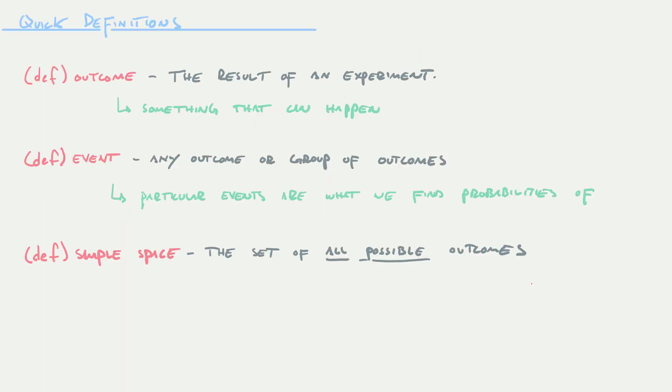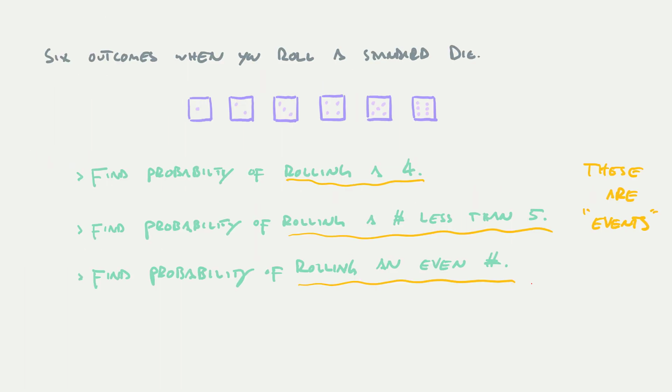The next thing we need to know is what a sample space is. A sample space is basically the thing that I had drawn on the last slide. It's the set of all the possible outcomes that could happen, right? So this thing is our sample space. It's the set that contains every single possibility that could happen when you roll a standard six-sided die.